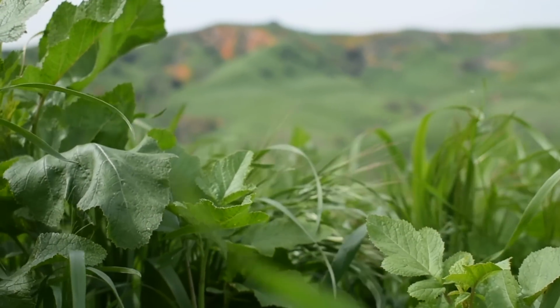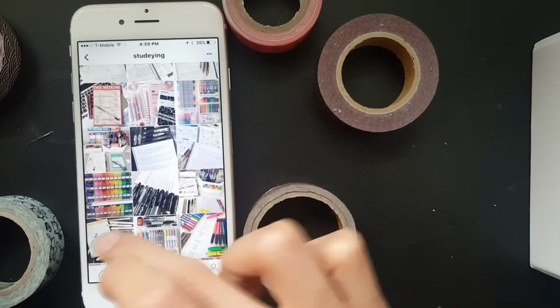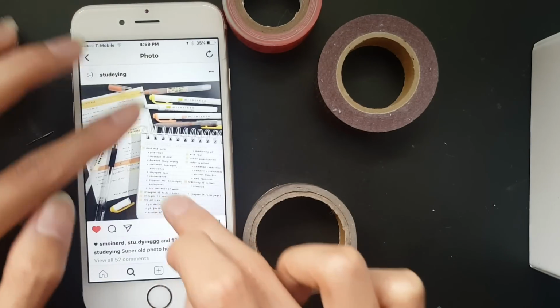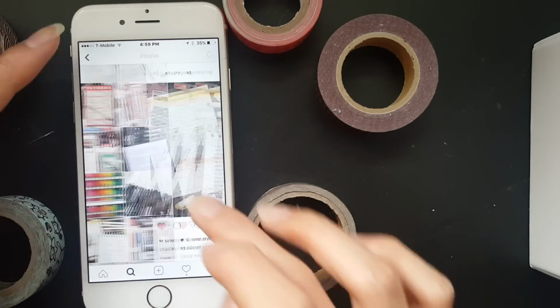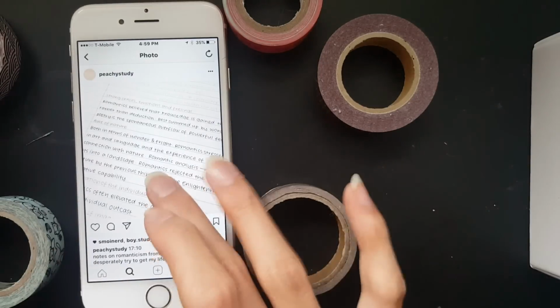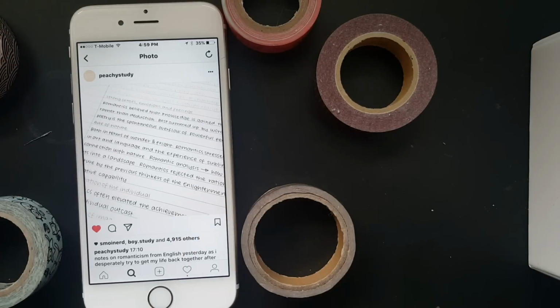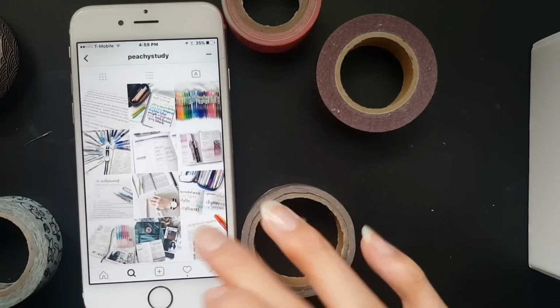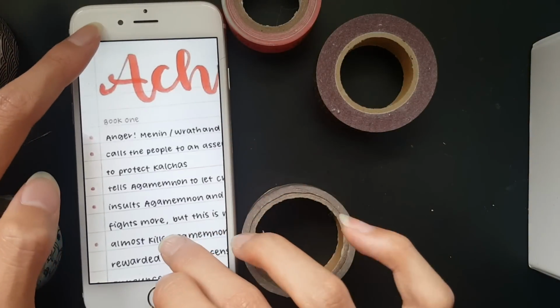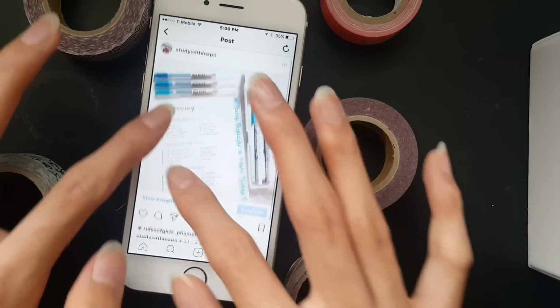So the first step is finding your inspiration. I find inspiration by going on different people's Instagram accounts, and Studygram is a really good way of finding really nice people that have really nice handwriting. The two accounts that I really recommend are Studying and peachystudy. Both of them have super pretty handwriting that I really look up to, and they were the biggest inspiration for my own style of handwriting.